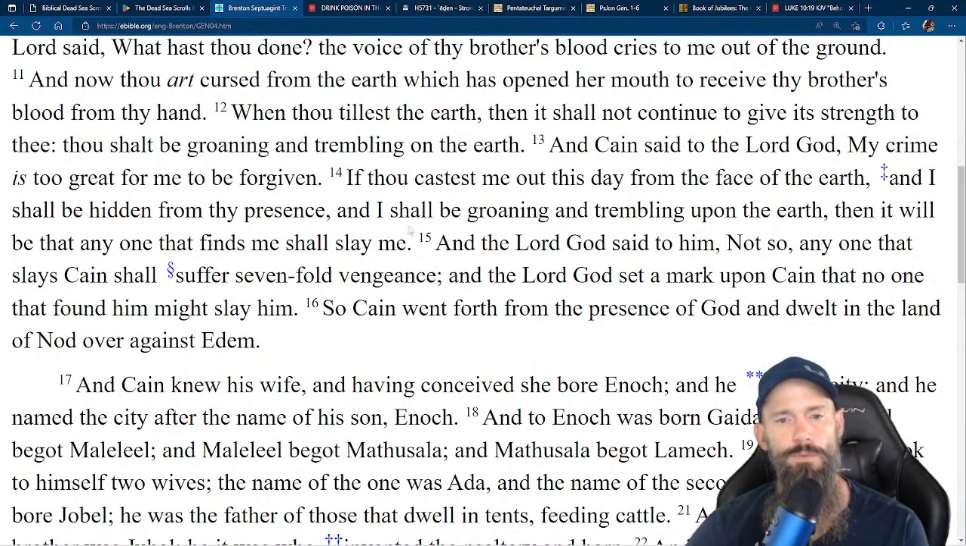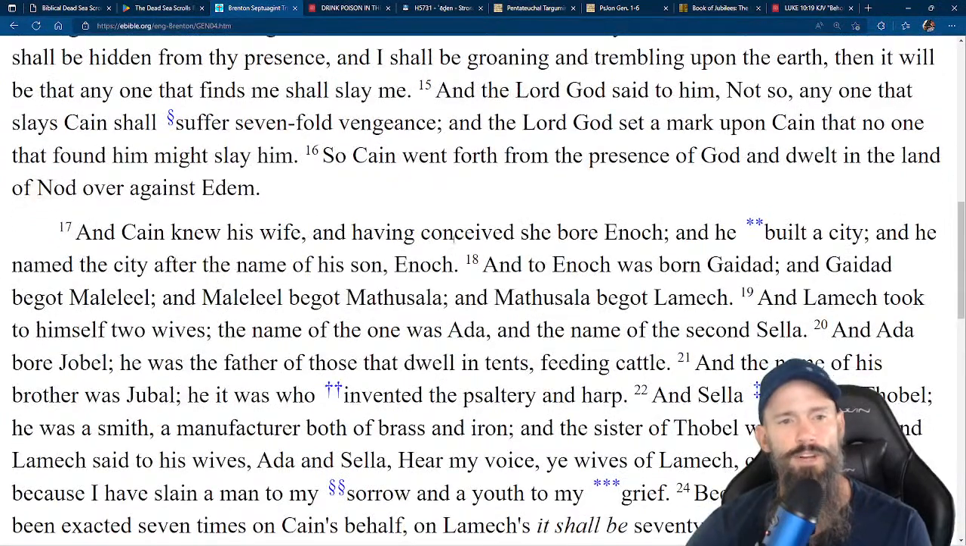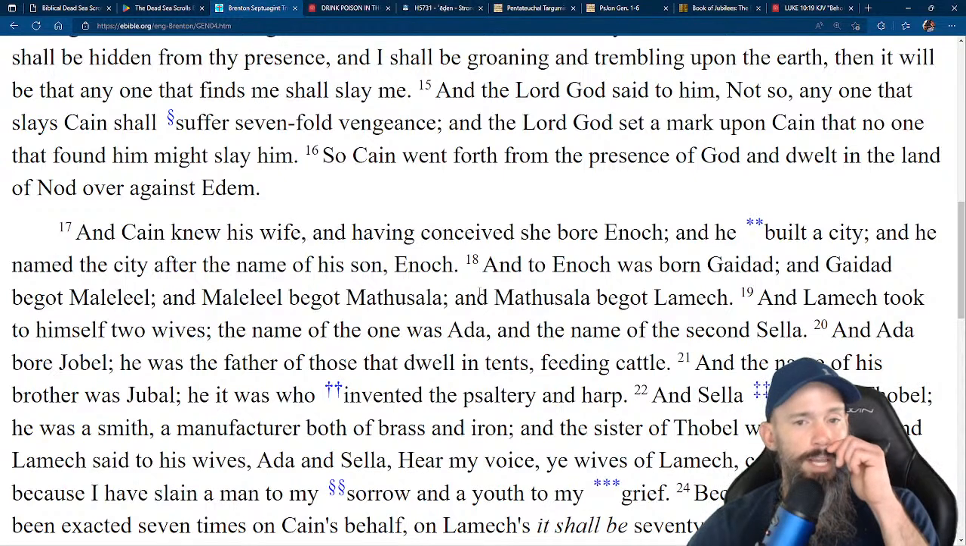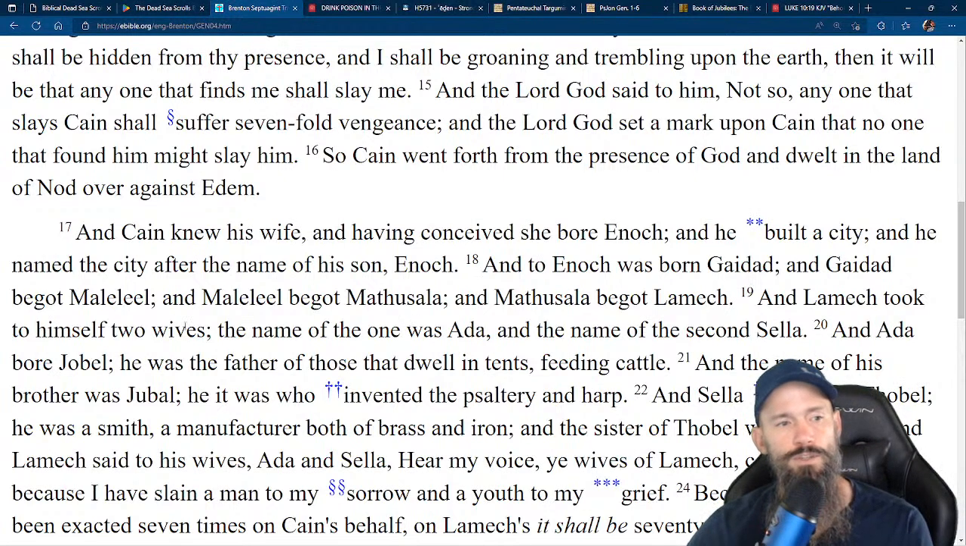So Cain went forth from the presence of Yahuwah, and dwelt in the land of Nod over against Eden. And Cain knew his wife, and having conceived, she bore Enoch, not the same Enoch. And he built a city, and he named the city after the name of his son Enoch. And to Enoch was born Gadad, and Gadad begat Malalel, and Malalel begat Methuselah, and Methuselah begat Lamech. And Lamech took to himself 2 wives. The name of the one was Adah, and the name of the second Selah.